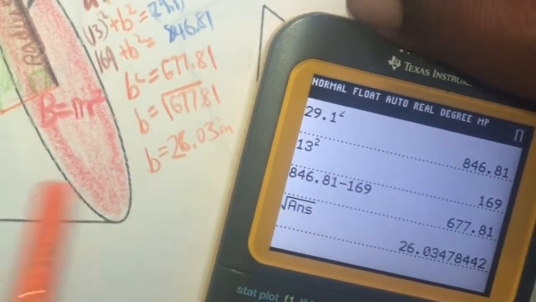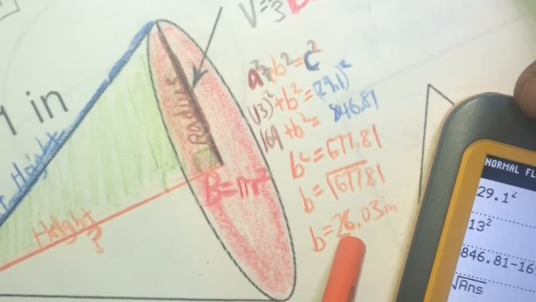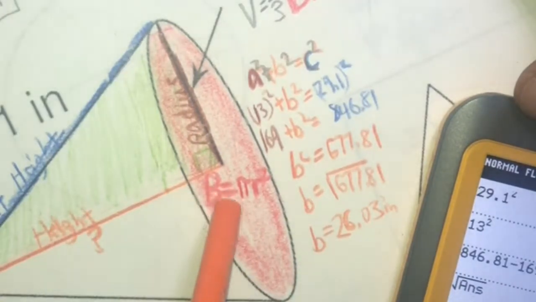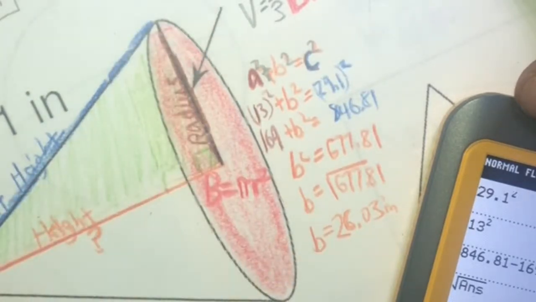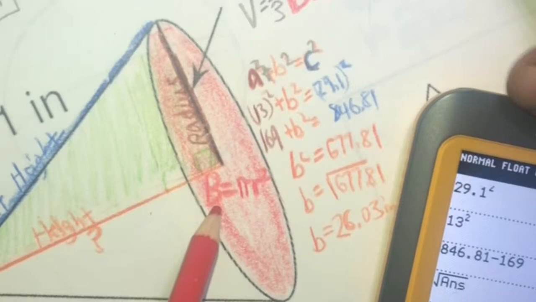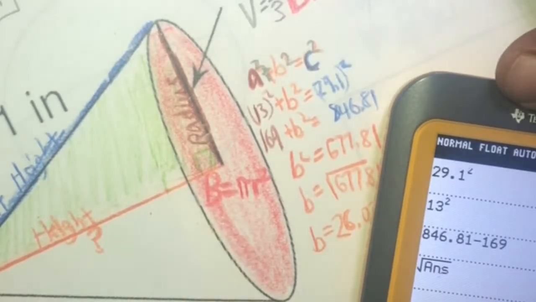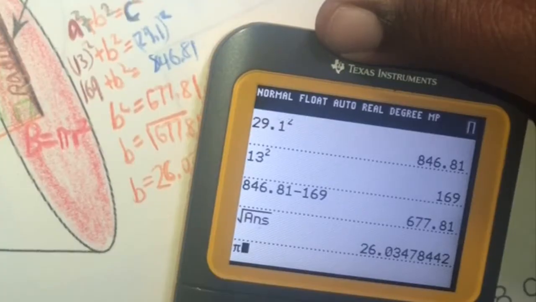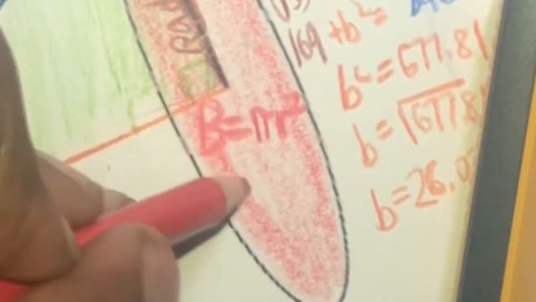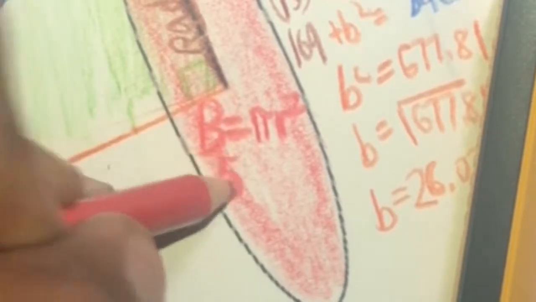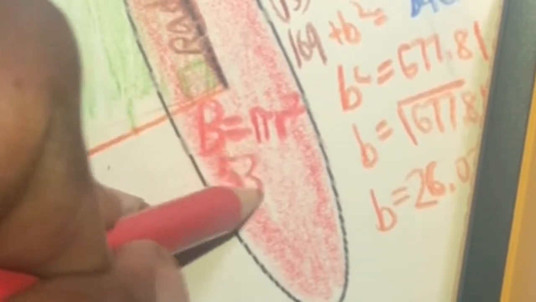So now I can take this number, multiply it with the base, and I will be able to get the answer that I'm looking for. So what is the area of the base? The area of the base is pi times the radius to the second power. That gives me 530.9.